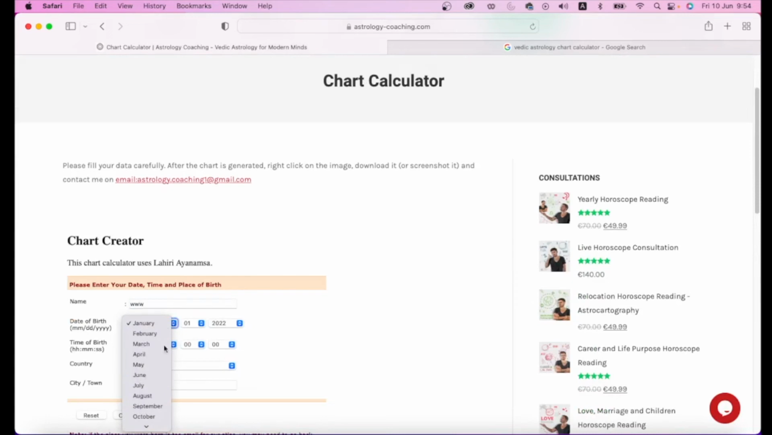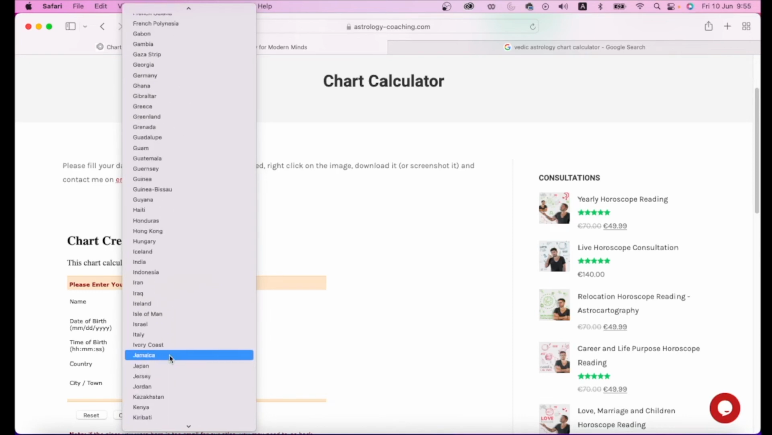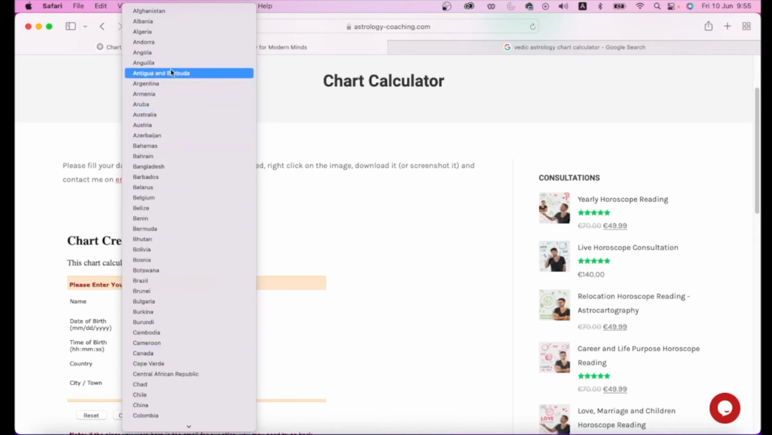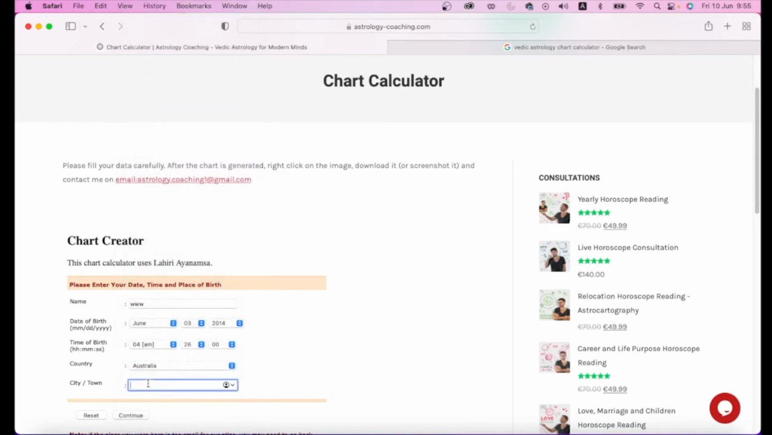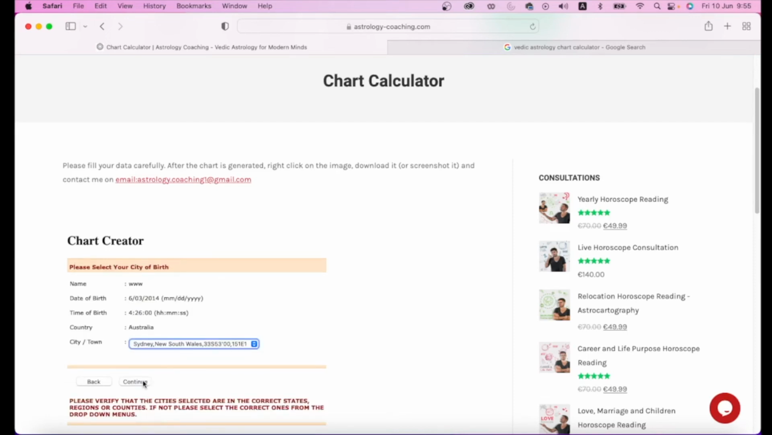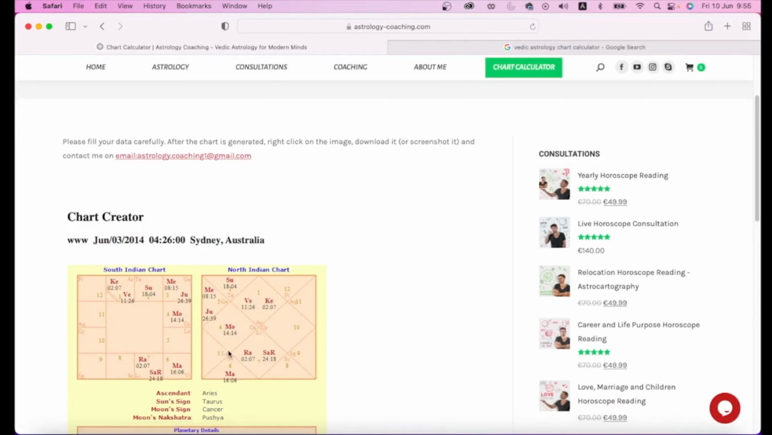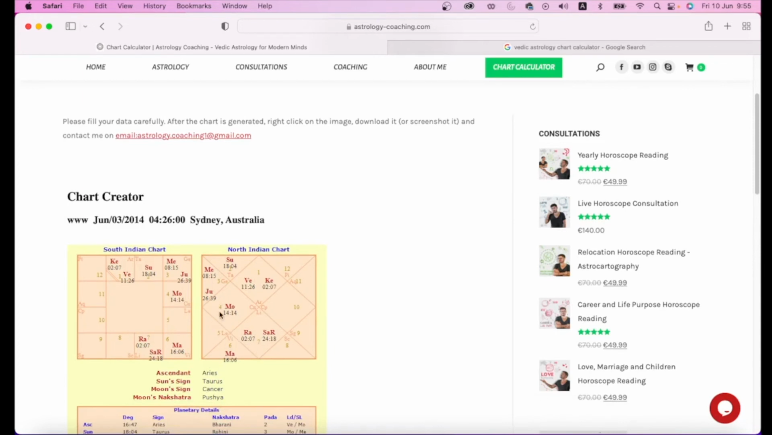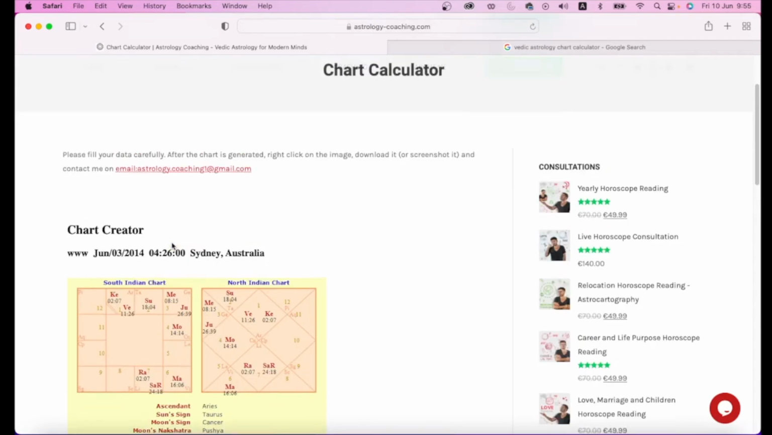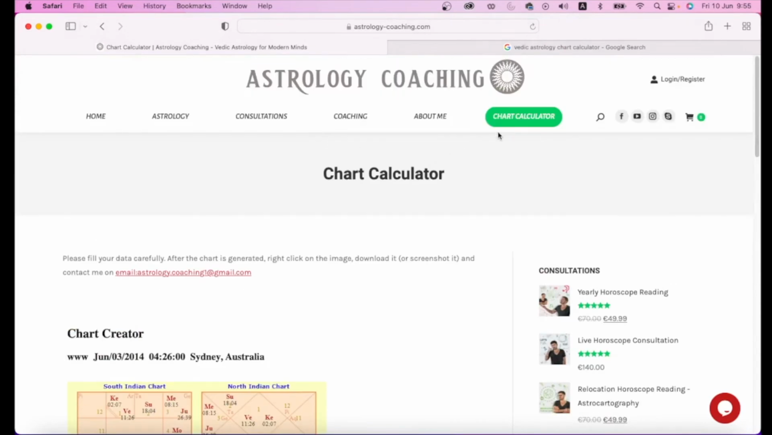Let's write something else here just to show you the numbers. Let's go this time to Australia, okay? Australia, Sydney, continue. The numbers are again the same. Okay, whatever. I wanted to show that these numbers can be in one house, and I'm going to show you. Just a second. Sorry for the delay.